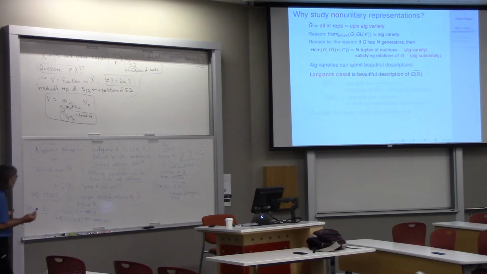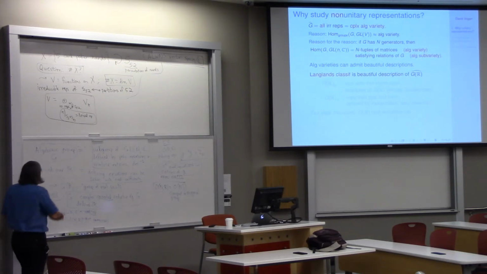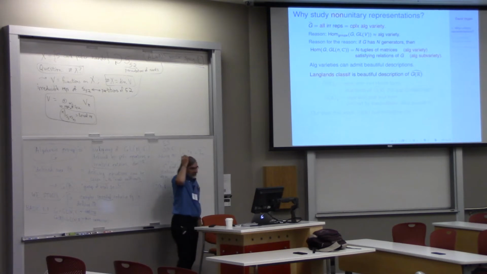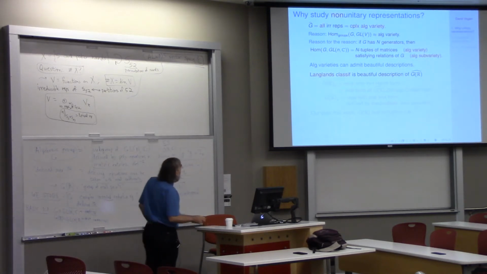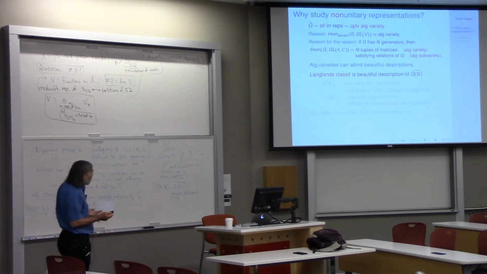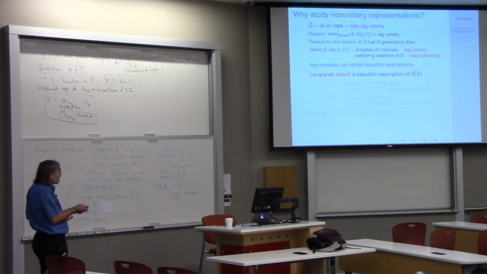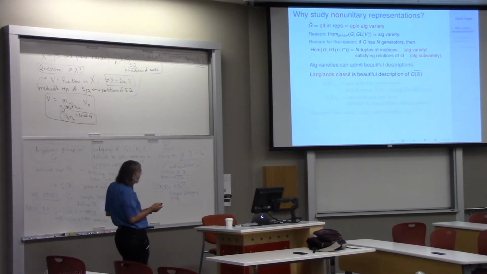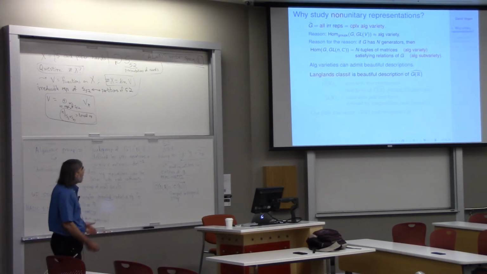Okay, and well, that's where we're always going to be working. So what we're going to find is that this set of all representations of G(R) is basically a complex algebraic variety.